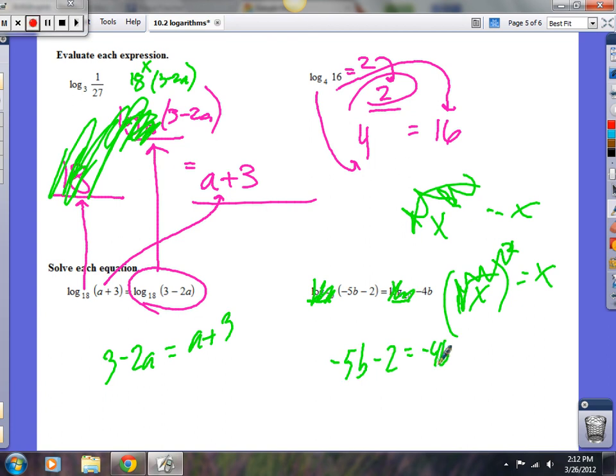Solve for a. This a is 0 plus a, 3a plus 3 equals 3. You're right. Minus 3, minus 3. 3a equals 0. a equals 0. No. Look at this one. Try this one. The negative 5b minus 2 equals negative 4b.